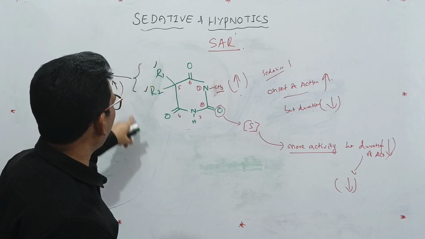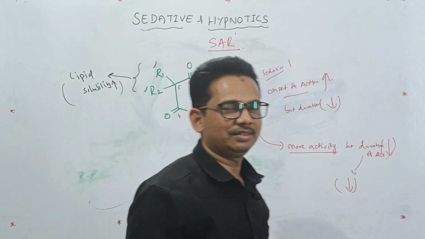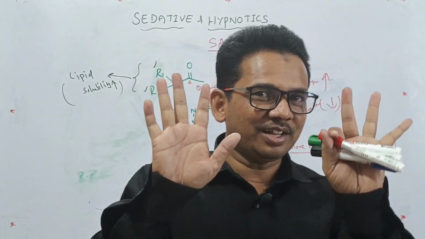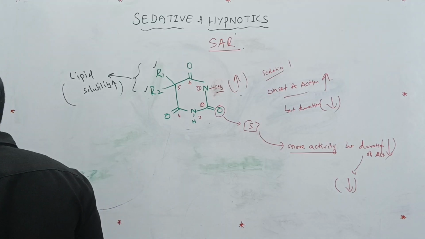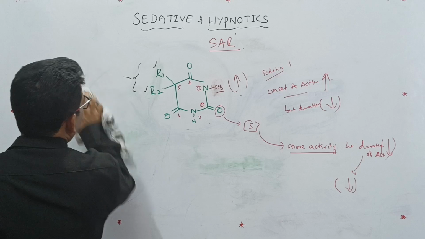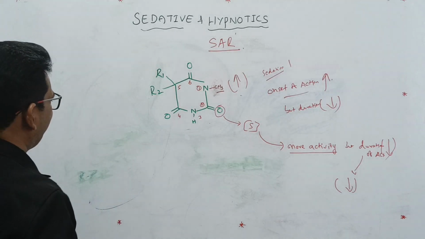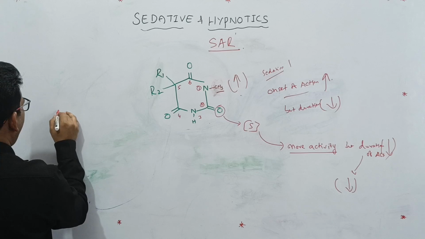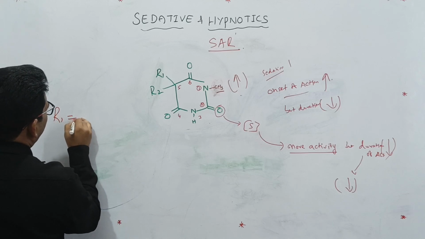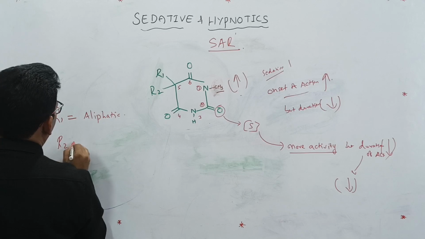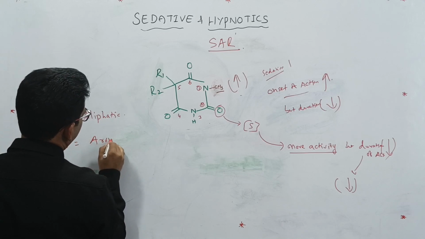Now see this important position, the 5th position. On this 5th position, you can write even 10 SAR points. At this 5th position specially, as I told, R1 and R2 here. For example, R1 is an aliphatic chain, and R2 should be aromatic.